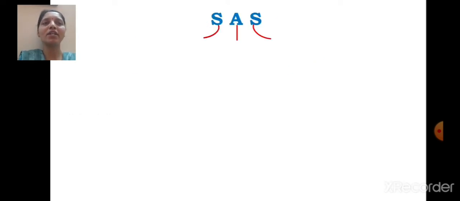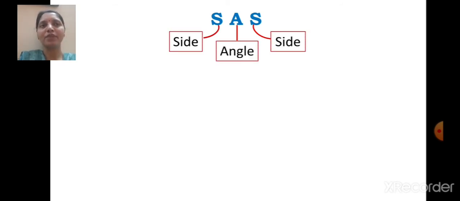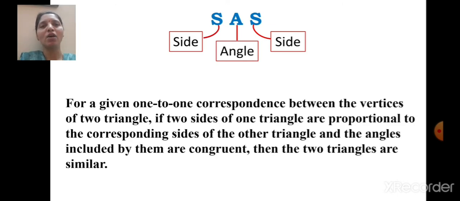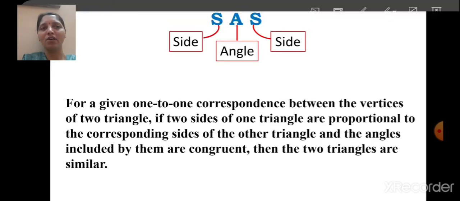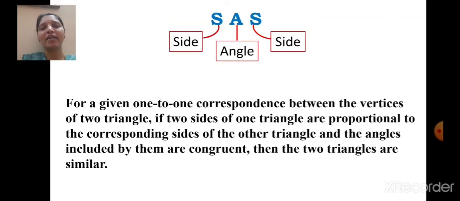Let's see what is the SAS test. That is the side angle side test. That means here you have to consider two corresponding sides and one corresponding angle included between these two sides. So what is the side angle side test? For a given one-to-one correspondence between the vertices of two triangles, if two sides of one triangle are proportional to the corresponding sides of the other triangle and the angles included by them are congruent, then the two triangles are similar. So this is called the side angle side test.